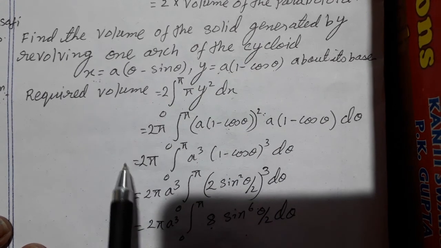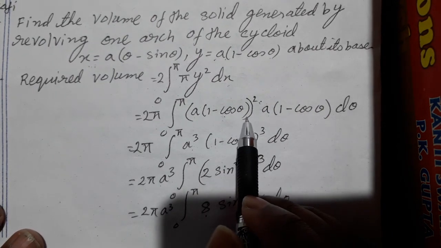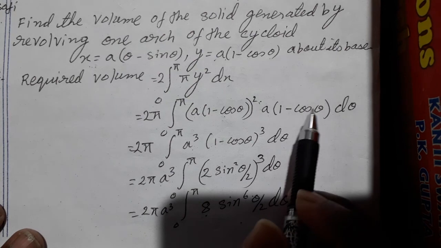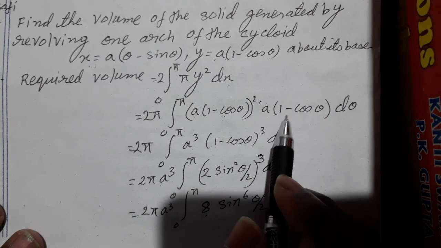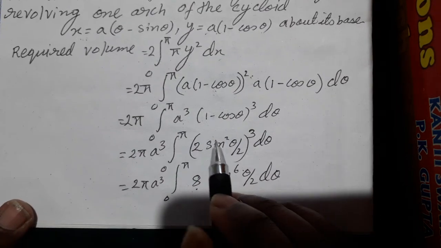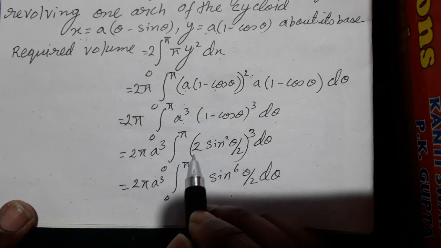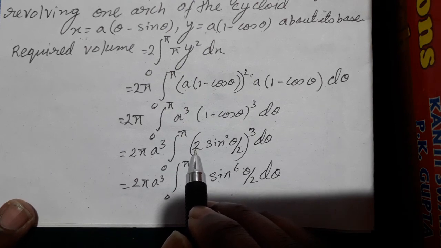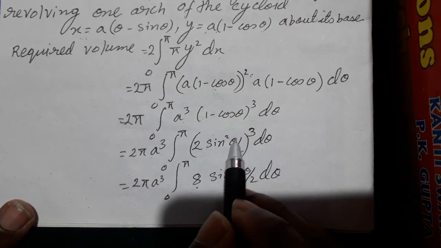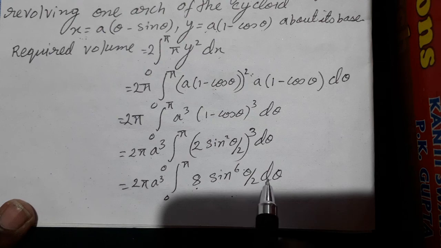So you bring the 2 to this side, and we get 2 pi a cube. And here we get (1 minus cos theta) whole square times (1 minus cos theta), that is nothing but (1 minus cos theta) whole cube. We use the formula here: 1 minus cos theta is 2 sine square theta by 2. To the power 3, if we multiply 2 three times we get 8, and the power 2 into 3 is 6. So we get sine to the power 6 of theta by 2 d theta.